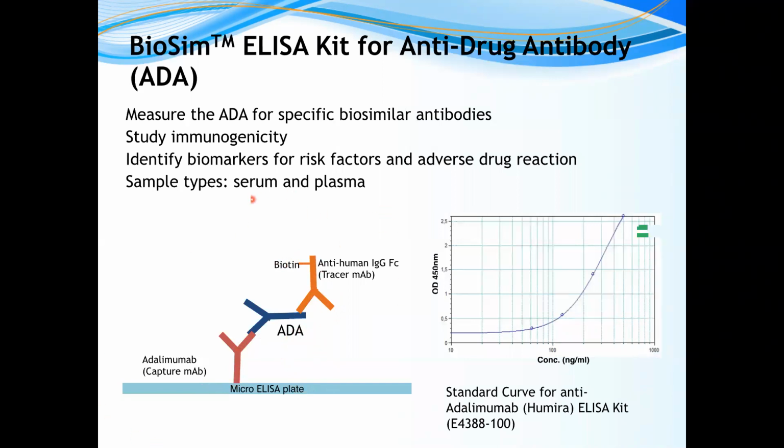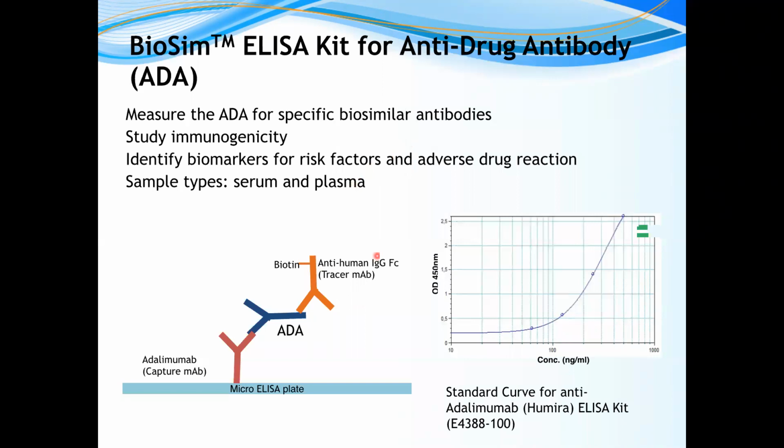I would like to mention this principle because this is one of the most frequent questions that we get from the researchers: what is the principle of this kit and what can it detect. So it's kind of a little confusing. That's why I would like to specifically mention that we have two different product lines. The ELISA kit that can detect the biosimilar, and the ELISA kit that can detect the antibody against that biosimilar drug.